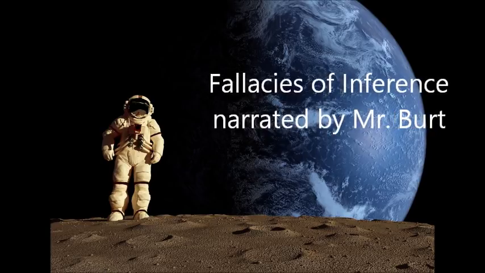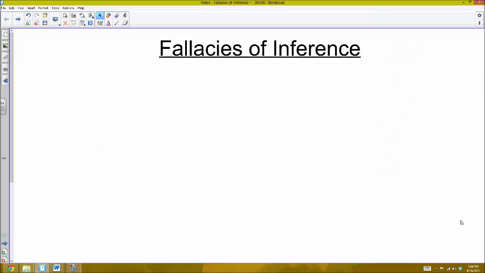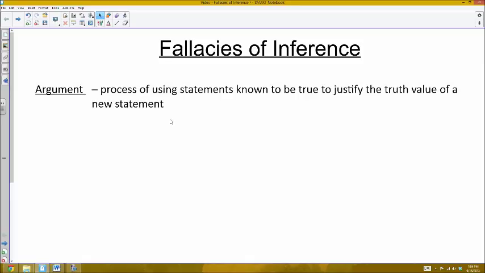Space, the final frontier. Fallacies are very much like the laws of inference in that they are also based on other types of arguments. So to refresh ourselves, an argument is the process of using statements known to be true to justify the truth value of a new statement. So given a premise, we make a conclusion.